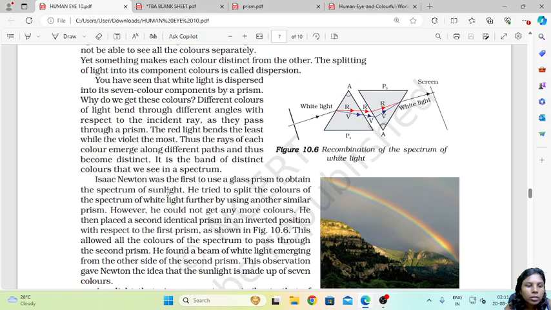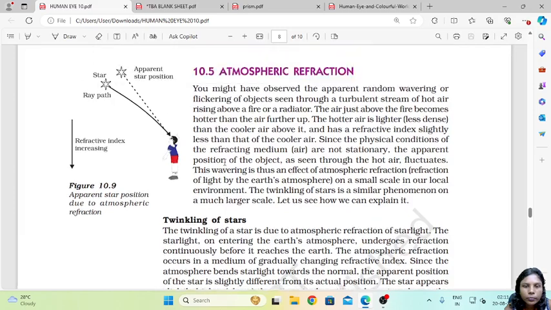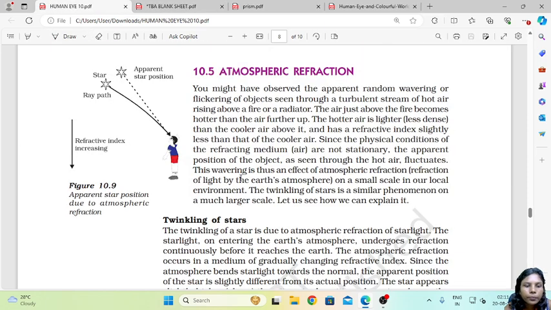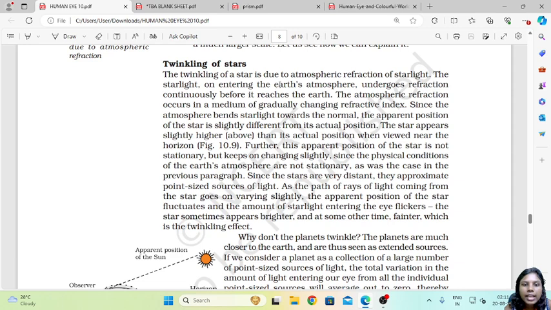Now let's talk about atmospheric refraction. The first example that we have is the twinkling of a star. The twinkling of a star is due to the atmospheric refraction of starlight. The starlight on entering the Earth's atmosphere undergoes refraction. When the light from the star enters the atmosphere of the Earth, it begins to undergo refraction. Why? Because we have n number of mediums present in the atmosphere, and it continues to do so till it reaches the Earth.